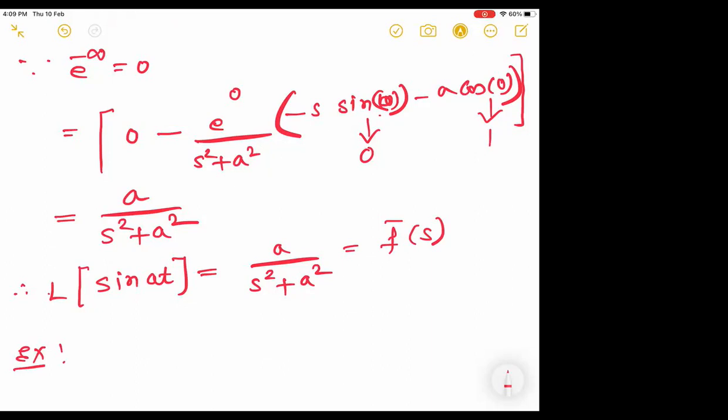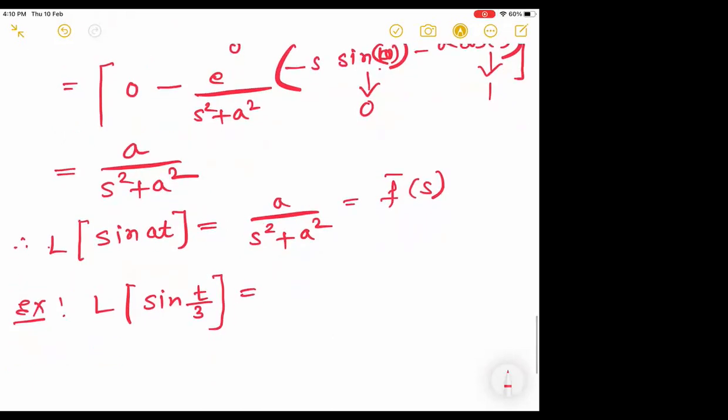For example, find out this one. Find the transform of sine t upon 3. What is the answer for a here? What is a in this? It is 1 by 3. A is 1 by 3. That only we have to see in the formula.